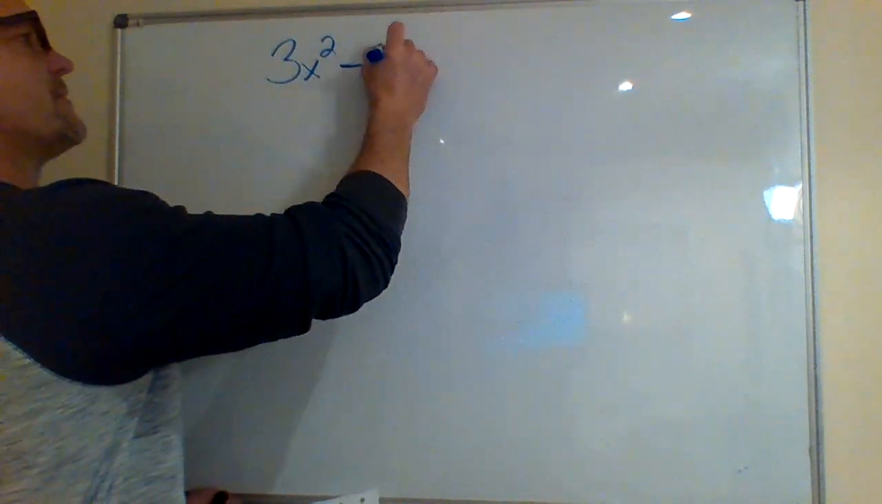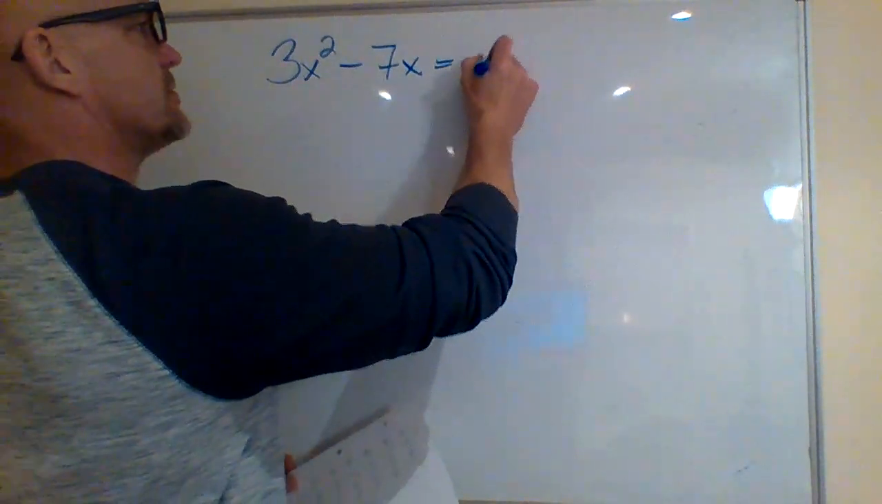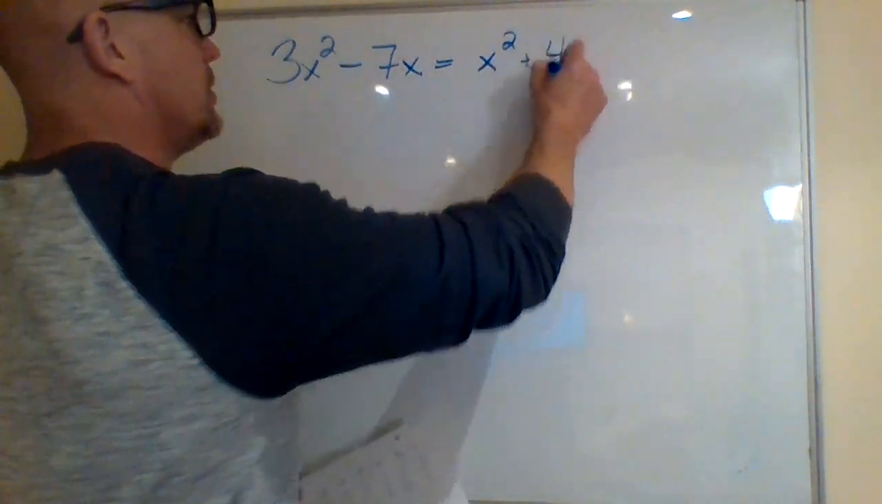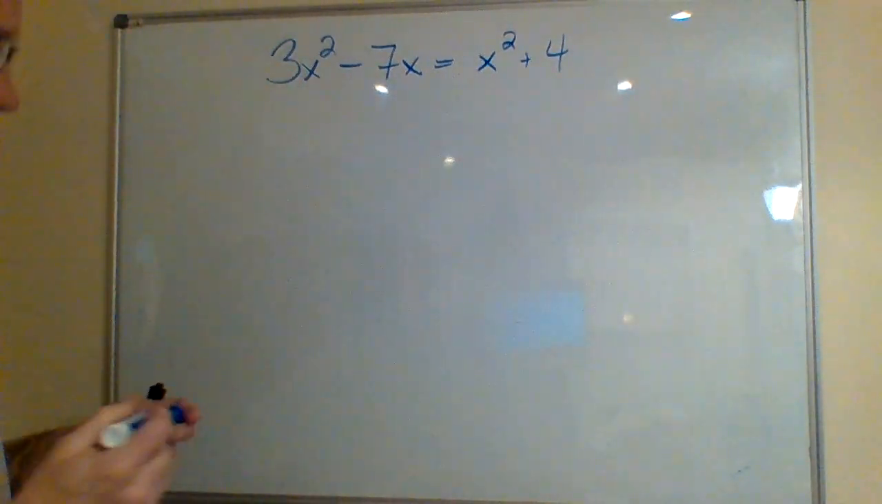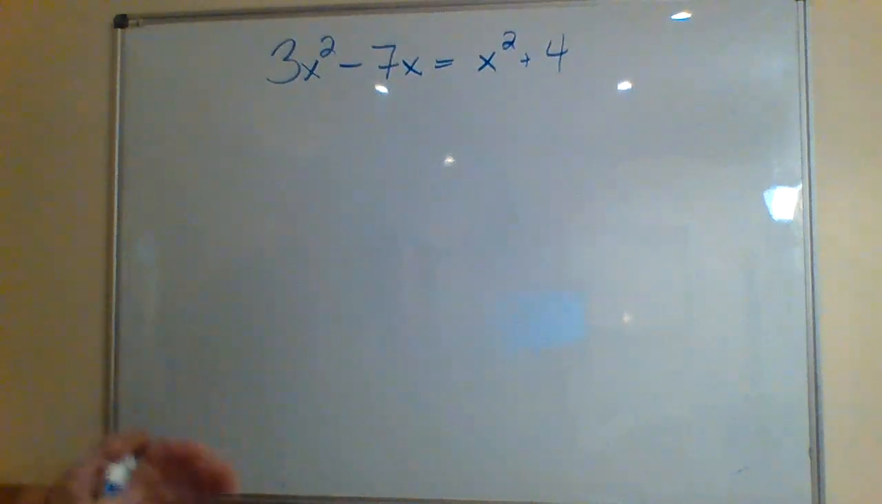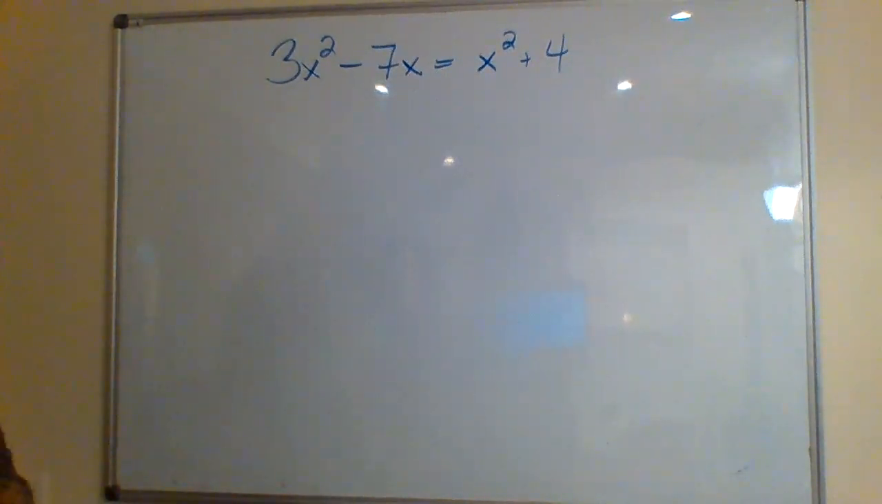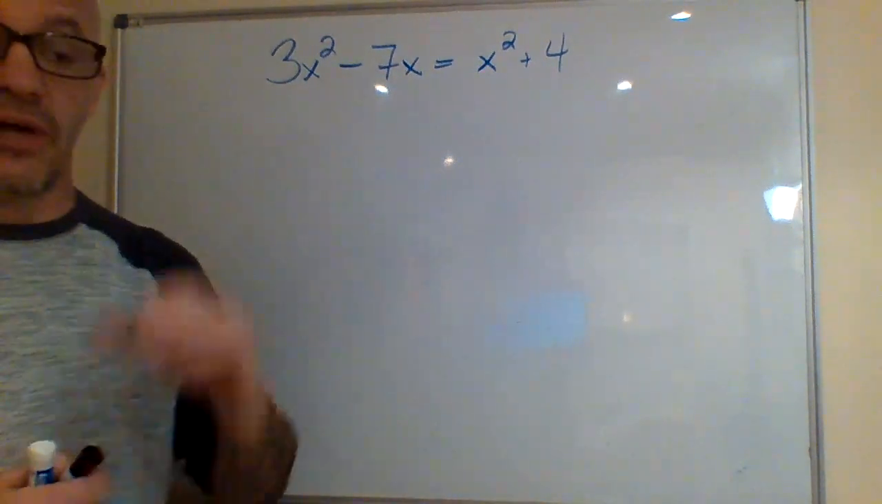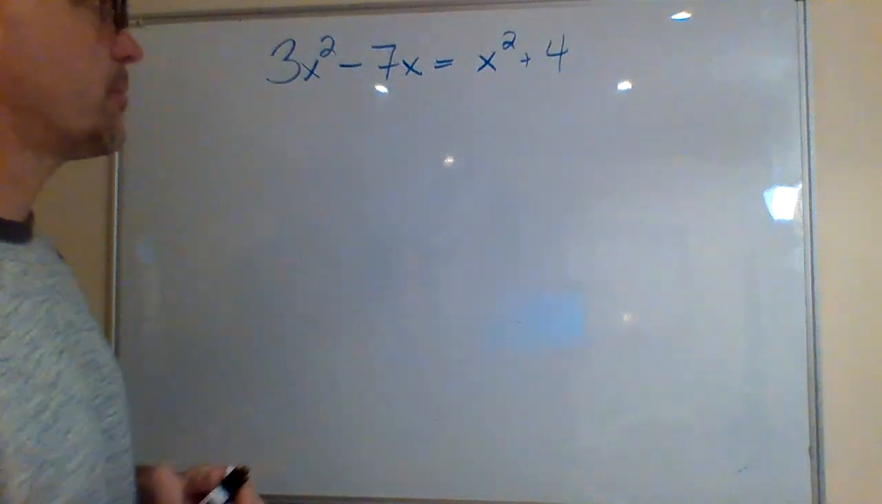This one, we're going to have 3x squared minus 7x is going to equal x squared plus 4. Ooh, that's got a lot of stuff in it. No big deal. So the first thing to do is go, all right, I do have an x squared. I have two x squareds, actually, and I have an x. So obviously I can't use roots to solve this. So I'm going to get it set equal to 0, try to factor it, apply my zero product property.